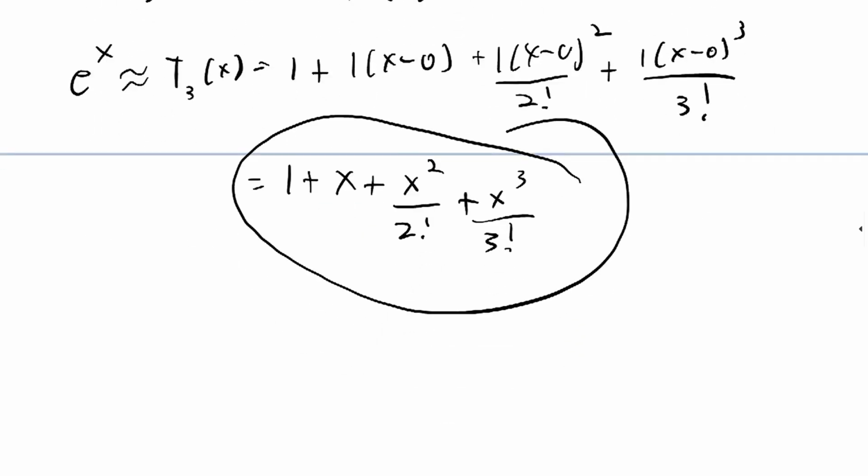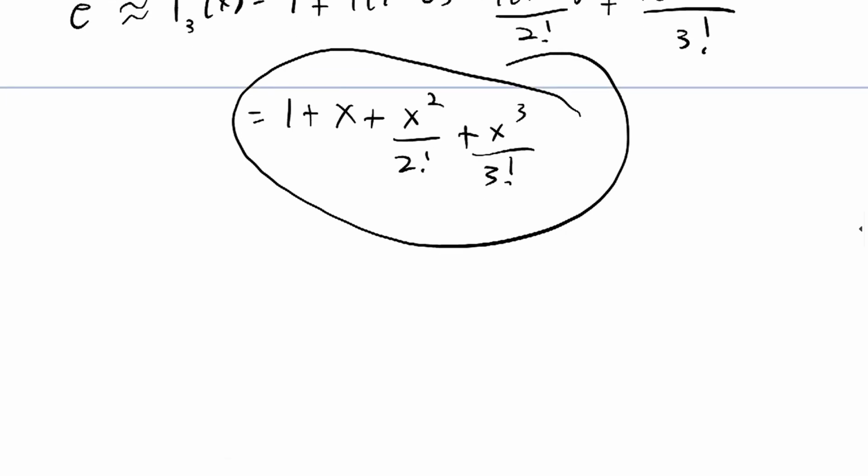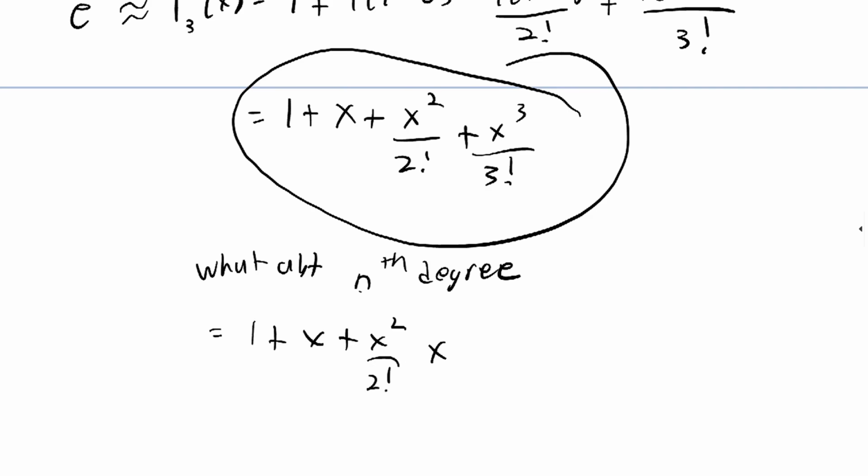Now, if it asked you, what about the nth degree? Well, you can notice a pattern here about what's going to happen. It's going to be 1 plus x plus x squared over 2 factorial plus x cubed over 3 factorial, x to the 4th over 4 factorial, plus x to the 5th over 5 factorial, and you can notice that this pattern is going to continue.